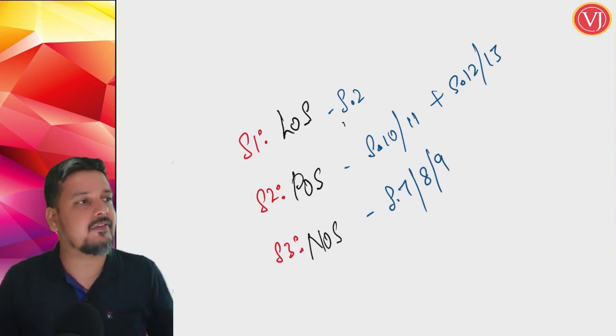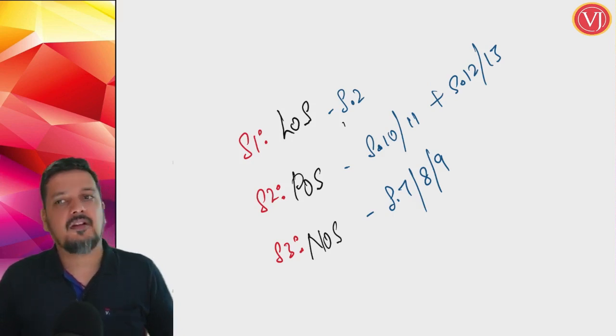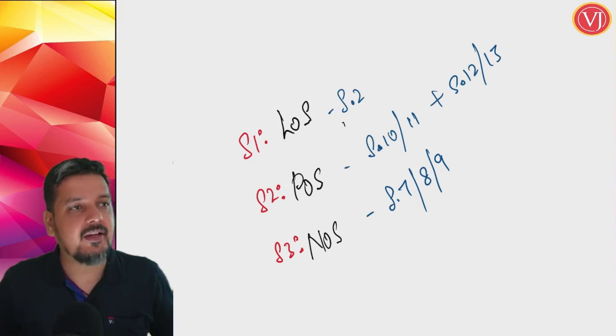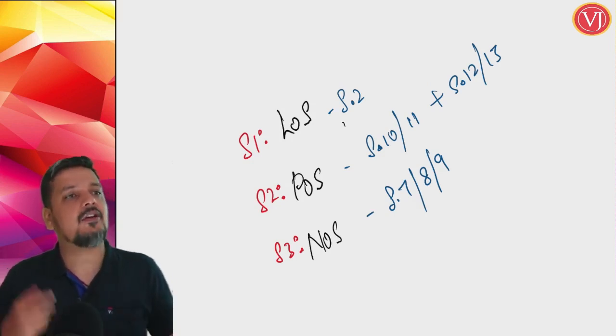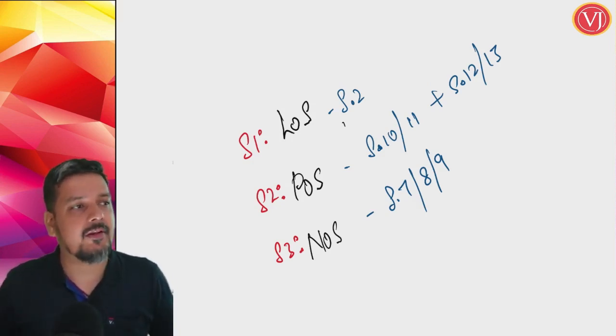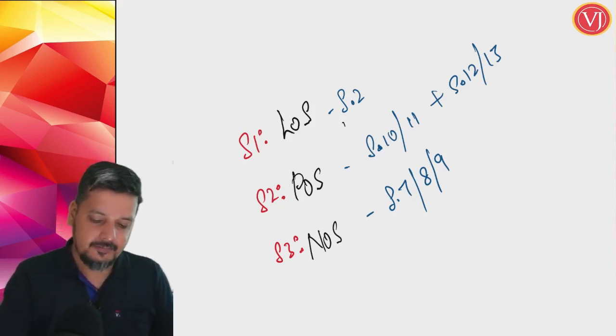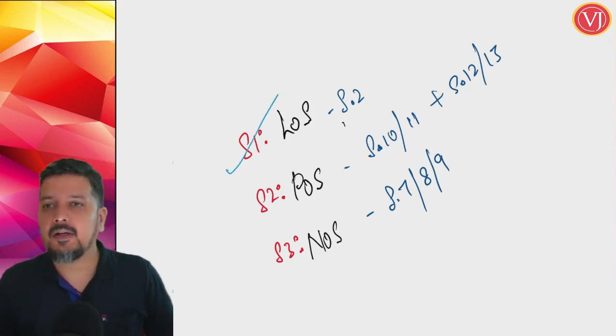Location of supplier of services: place of business or fixed establishment which is most directly concerned. If you don't have that, usual place of residence. That is step number 1. Are we clear with step number 1?